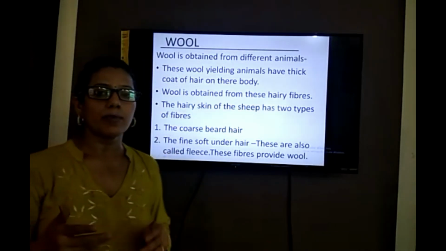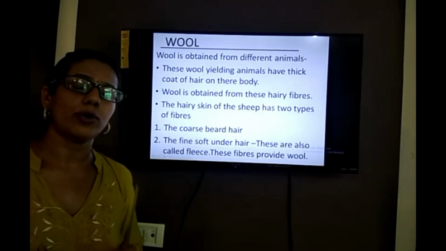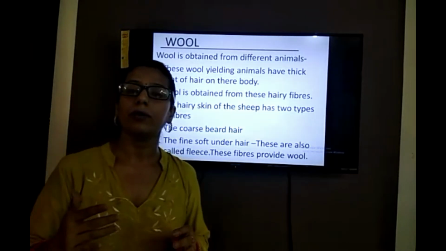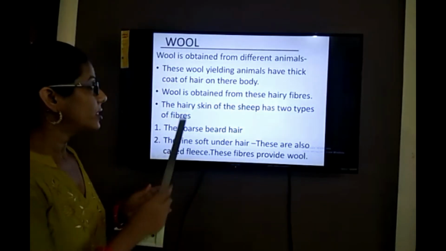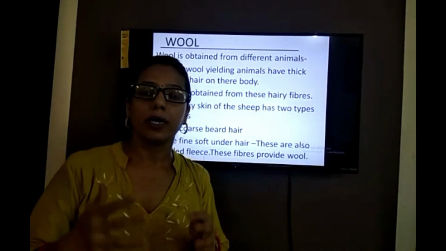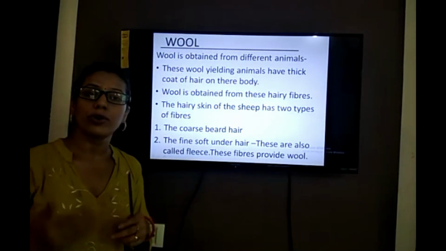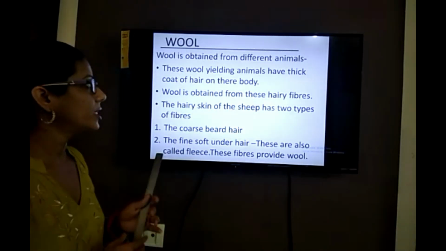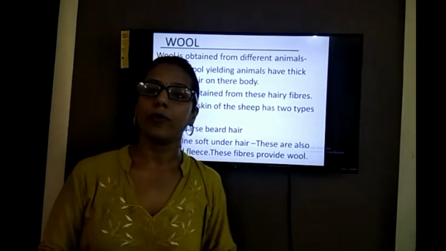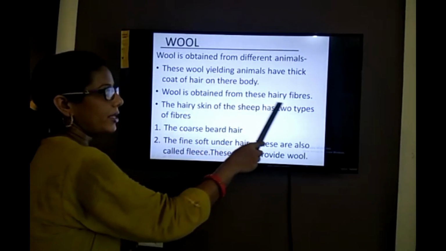Do you know why these animals have a thick coat of hair on their body? Because these animals are found in very cold areas. This thick coat of hair protects them from the cold, and it also traps air, and air is a very poor conductor, or we can say it is an insulator of heat. So their body heat does not release into the outer environment. That's why these animals have a thick coat of hair, so they can be protected from the cold environment.